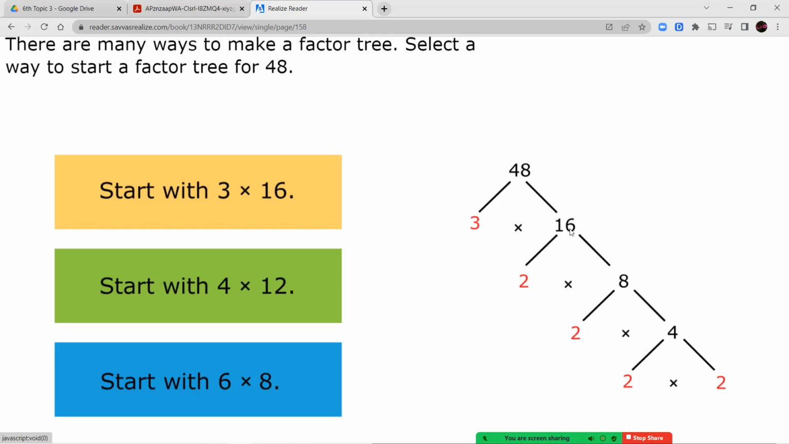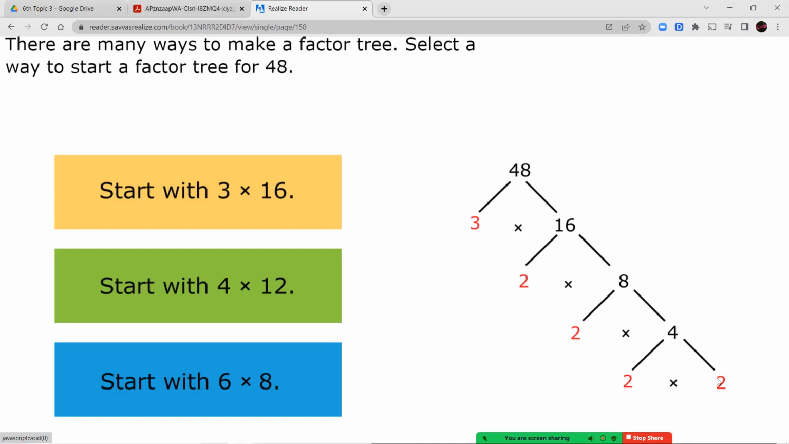So 16, we can split it into 2 and 8, because since 16 is an even number, you can always divide it by 2. And then when we get to 8, same thing. 8 is an even number, so we can divide it by 2. 2 times 4 will give us 8. 4 is also an even number. 4 can be divided by 2, so 2 times 2 is 4.